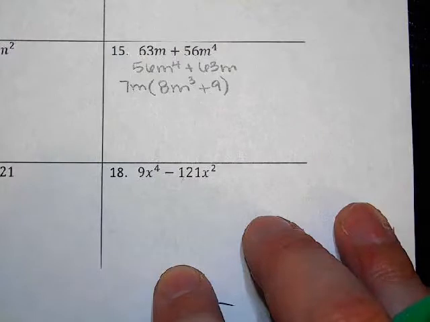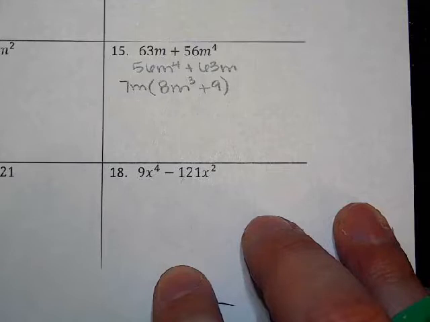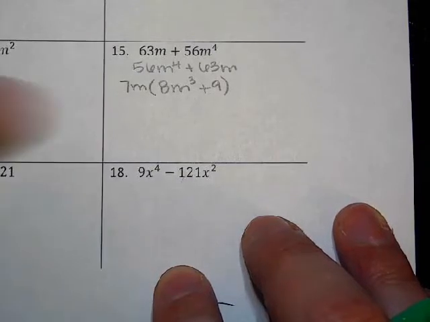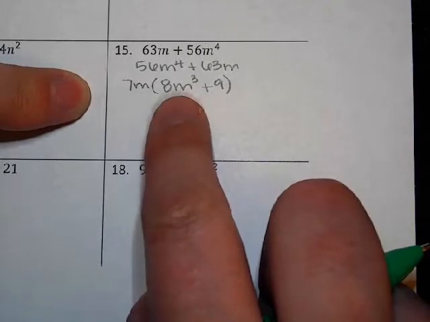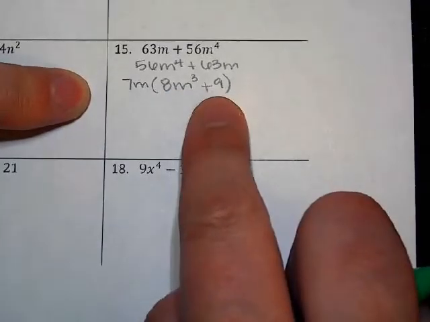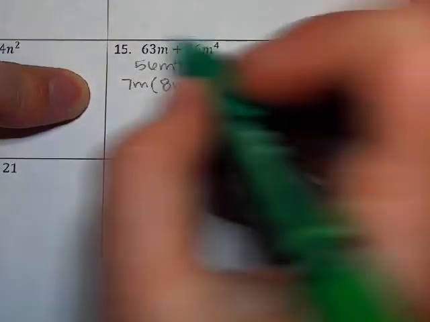And then whenever we do GCF, we always look at the parentheses to see if we could do anything else. So 8m to the third plus 9, is there anything else we could do there? 8m to the third makes me think maybe. What about the 9? No. 8m to the third makes me think cubes. 9 does not. That makes me think squares. So, okay, this one's done.